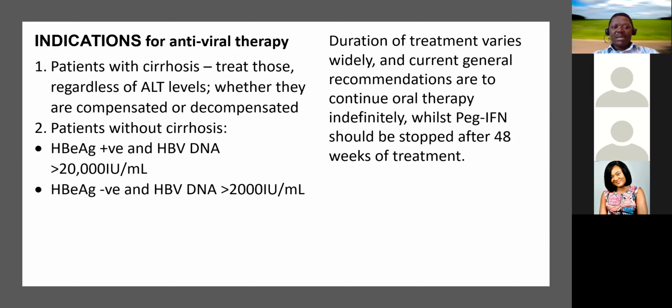Patients without cirrhosis, you do HBe antigen. Now remember, I told you that many of the Africans do not have the wild virus. So it's the mutant form. So HBV DNA of greater than 20,000 will be a pre-qualification for that. HBe antigen negative and HBV DNA of greater than 2,000, that is the mutant form of the virus, with HBV DNA greater than 2,000 is a pre-qualification for treatment, okay?